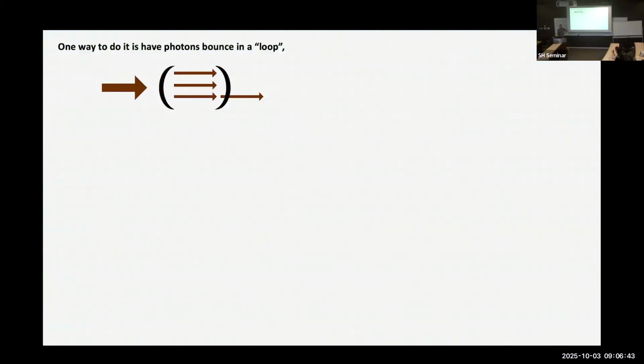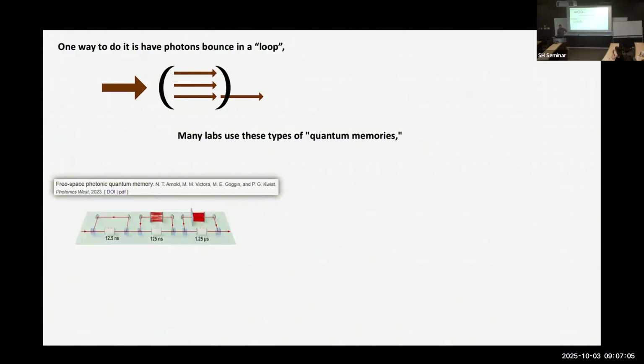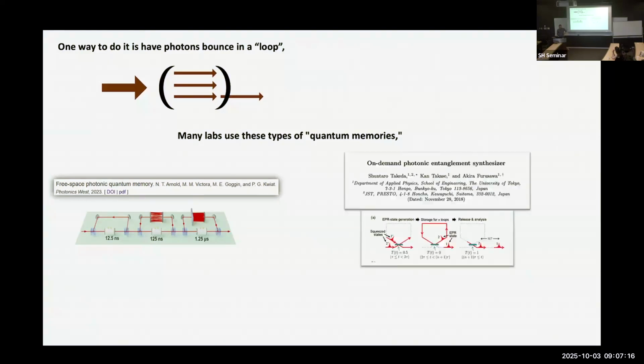So a naive way to do it, and the way that a lot of groups do it, is to have photons bounce in some kind of loop, either by having it go through a fiber loop, or by having it bounce around in something like a switchable cavity. Many labs use these types of loops, and you can call this a quantum memory. For instance, Paul Kwiat's group has some very interesting papers where they have these very large switchable cavity systems. And additionally, Furusawa also likes to use these kind of switchable loop-based quantum memories.